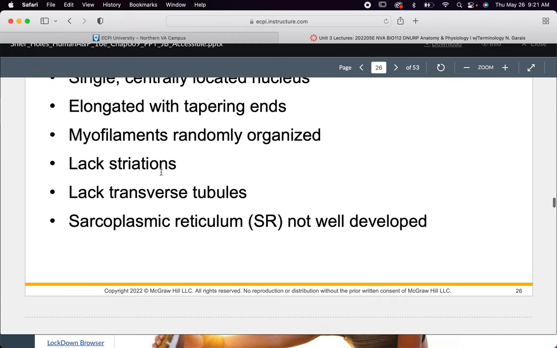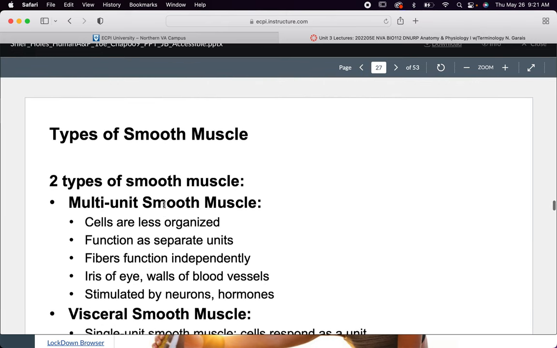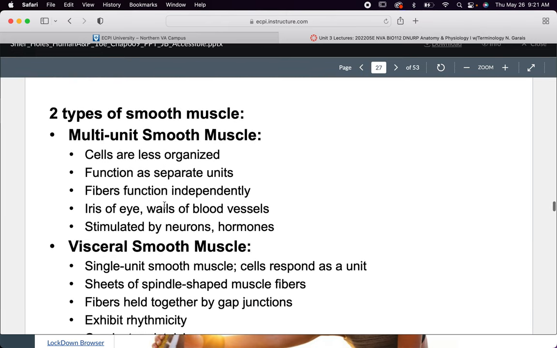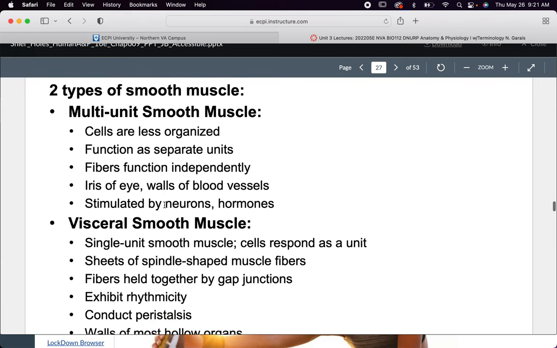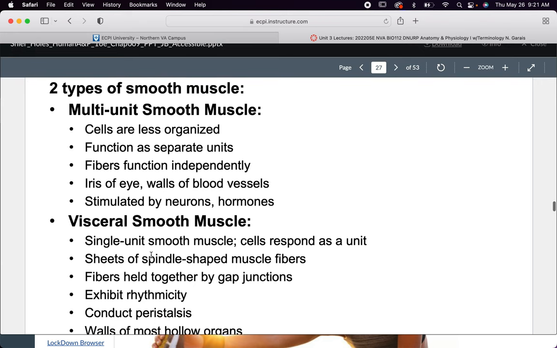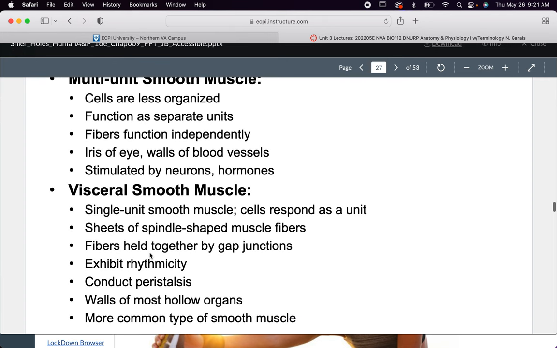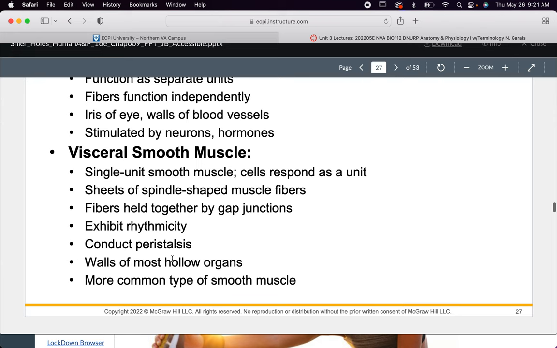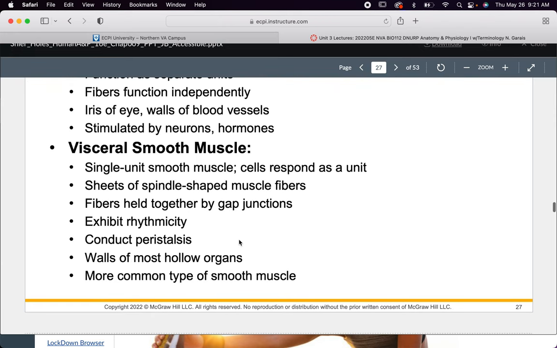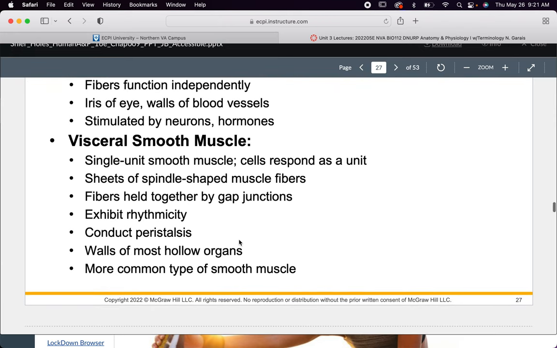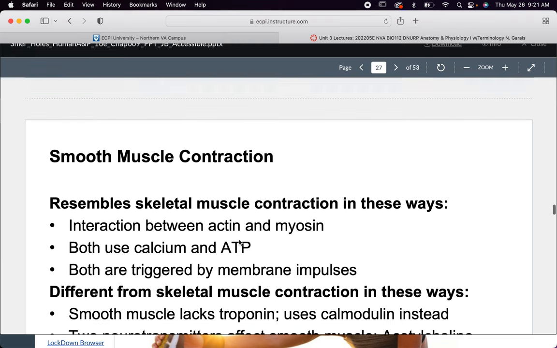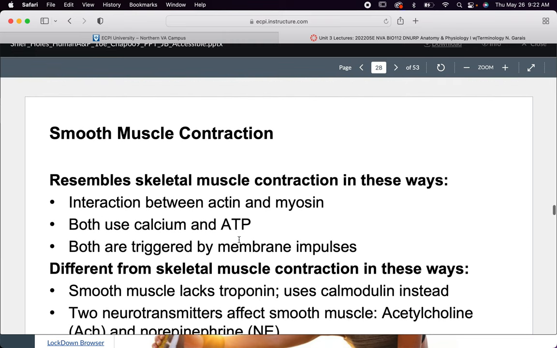Smooth muscle, we already know. And smooth muscles are smooth because they don't have striations in their myofibrils. You have multi-unit, visceral smooth, nice to know, but think visceral, think I can't control it, think lining of the wall of almost all of my hollow organs, especially my gastrointestinal tract. The example that we used is our esophagus, our food tube, and peristalsis.